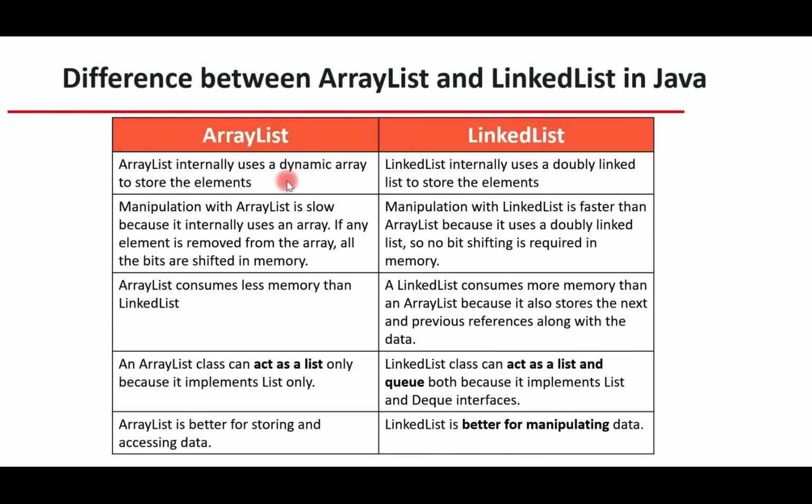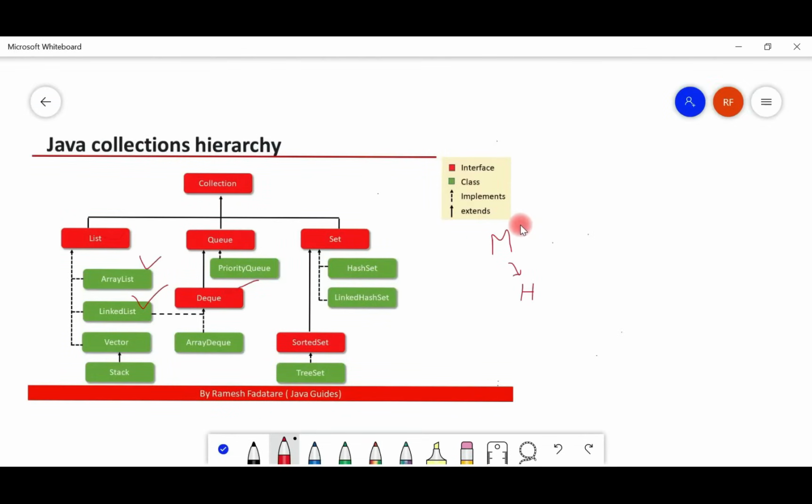Now let's take a look at the differences between ArrayList and LinkedList. ArrayList internally uses a dynamic array to store the elements. On the other hand, LinkedList internally uses a doubly linked list to store the elements. Let me explain with a diagram. ArrayList internally uses an array. For example, consider an array that starts with index 0, and let's say we have 10 elements in the ArrayList.